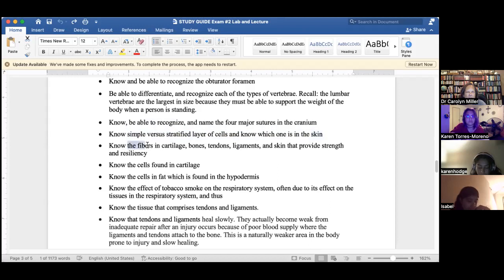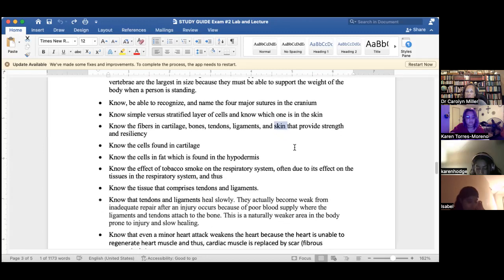Know the fibers in cartilage, in bone, in tendons, in ligaments, in skin, that provide strength and resiliency. So that would be my collagen fibers. Collagen are the fibers. We can have collagenous. I don't think I mentioned that one when I said reticular, elastic, but we can also have collagen fibers. And those are the ones, by definition, that provide strength and resiliency to bone, skin, etc.